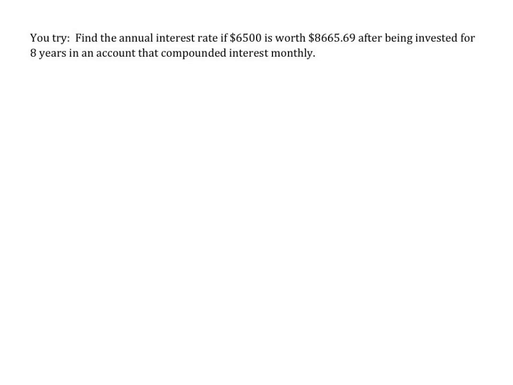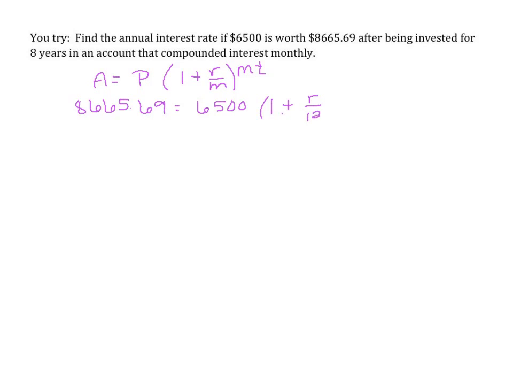The formula we're going to use is the same one we've been continually using. The amount is principal times 1 plus r over m to the m times t power. So we got a total of $8,665.69 when we invested $6,500 in an account where we don't know the rate. We know it's compounded monthly, so 12 times per year for 8 years.